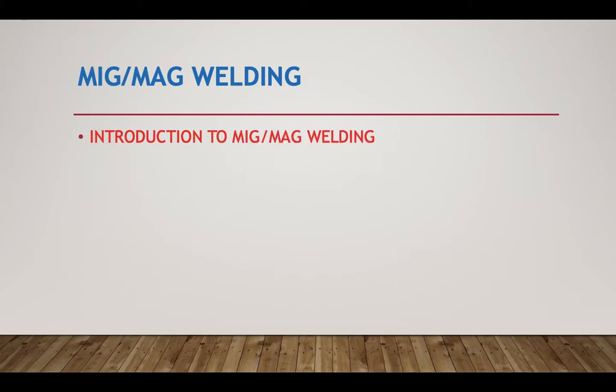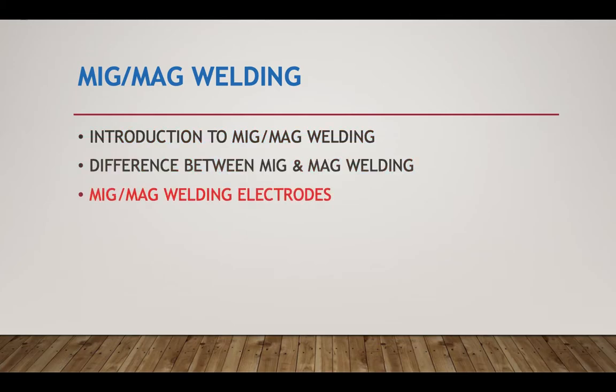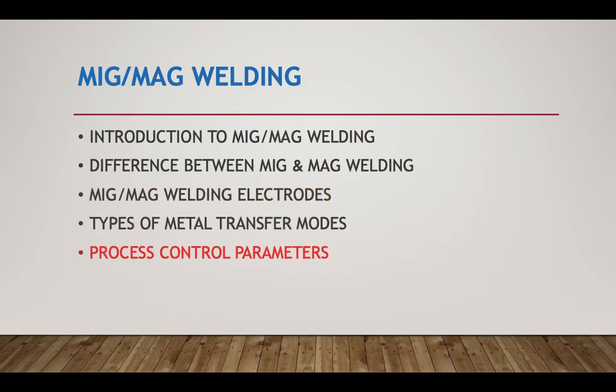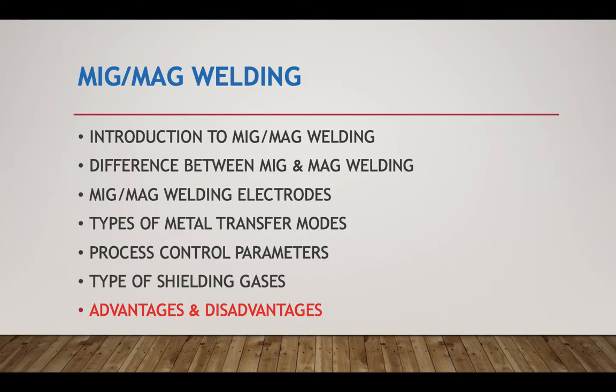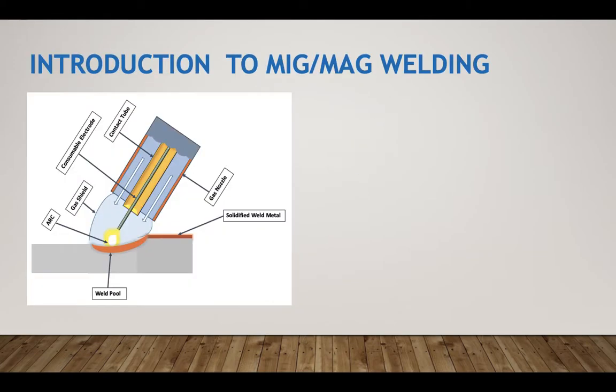So what are the topics covered today? Introduction to MIG MAG welding, difference between MIG and MAG welding, MIG MAG welding electrodes, type of metal transfer modes, process control parameters, type of shielding gases, advantages and disadvantages. So introduction to MIG and MAG welding.